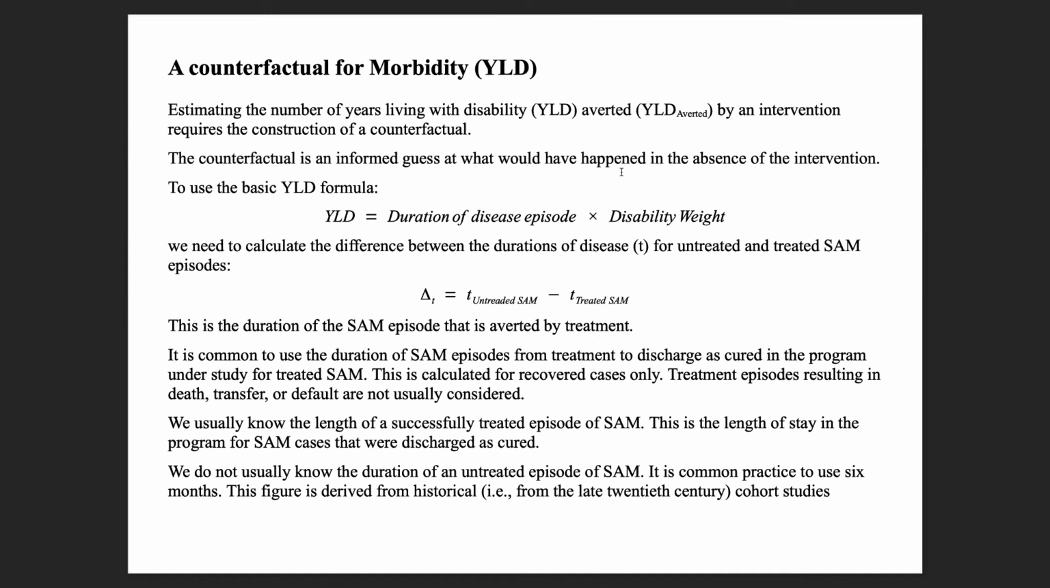So our basic YLD formula is the duration of disease episode multiplied by the disability weight for the disease of interest. And to get that duration of disease episode, we need to calculate the difference between the duration of episode, and we'll call that T, for treated and untreated SAM episodes. This then would be the duration of a SAM episode that is averted by treatment.